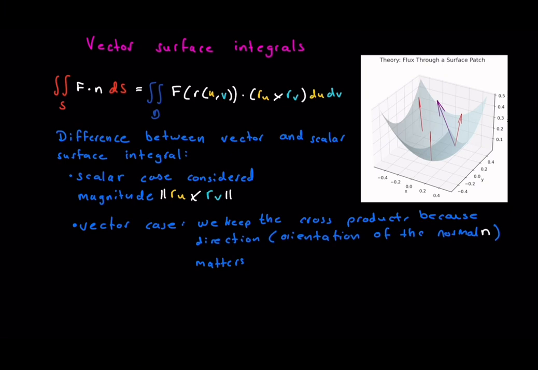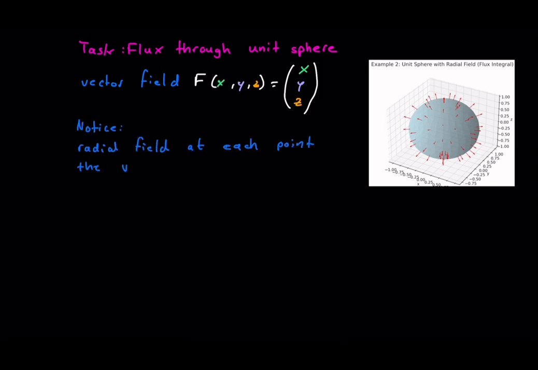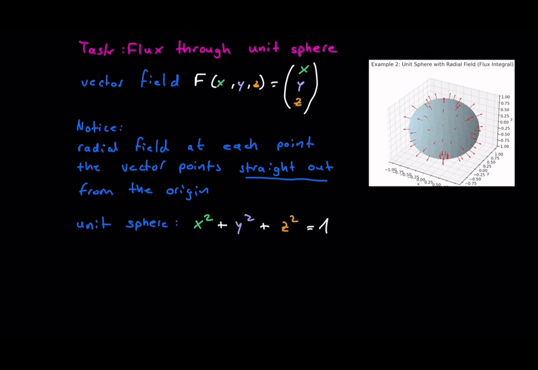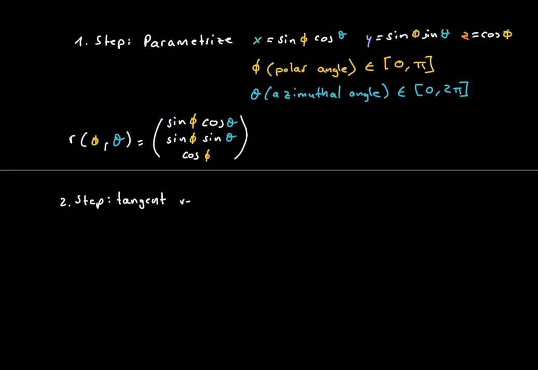Now let's compute a classic flux integral. Take the radial field F(x,y,z) = (x,y,z). We want its flux through the unit sphere, x squared plus y squared plus z squared equals 1. Step 1. Parameterize. Use spherical coordinates. x equals sin phi cosine theta, y equals sin phi sin theta, z equals cosine phi, with phi from 0 to pi and theta from 0 to 2 pi.